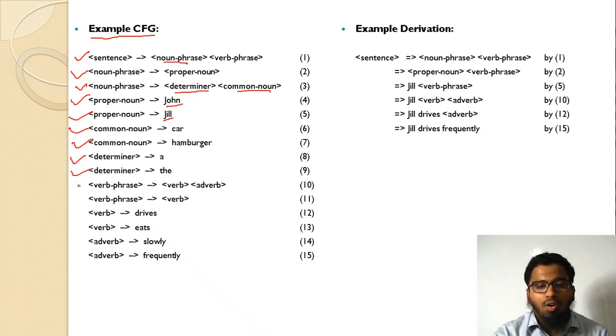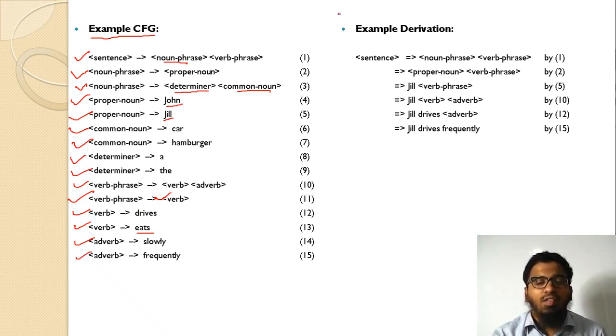Next, verb phrase is verb and adverb. It is two. What is verb phrase? Verb. So you can take any one of these: verb and adverb, or you can take verb. What is verb? Drives. Verb: eats. Adverb: slowly. Adverb: frequently. So this is a 15 equation.